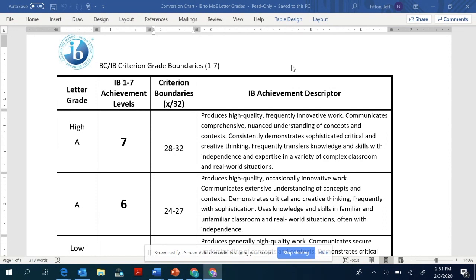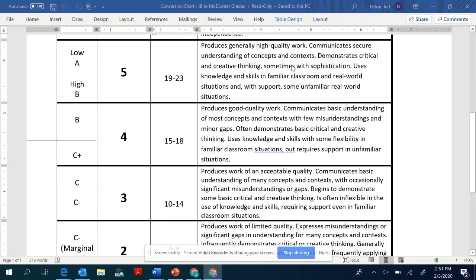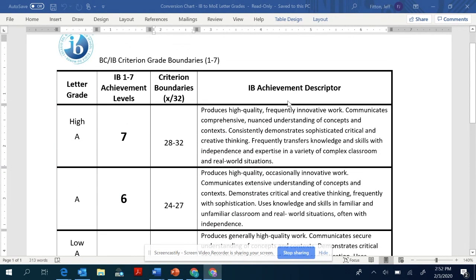So what we've included in the report card, so you're aware of what a 7, 6, 5, 4, 3, 2, and 1 mean, is a little insert that shows you what the letter grade equivalent would be. So if your child has received a 7, that is consistent with what would normally be a high A in a course. How we get to that is that you'll notice over here the criterion boundaries.